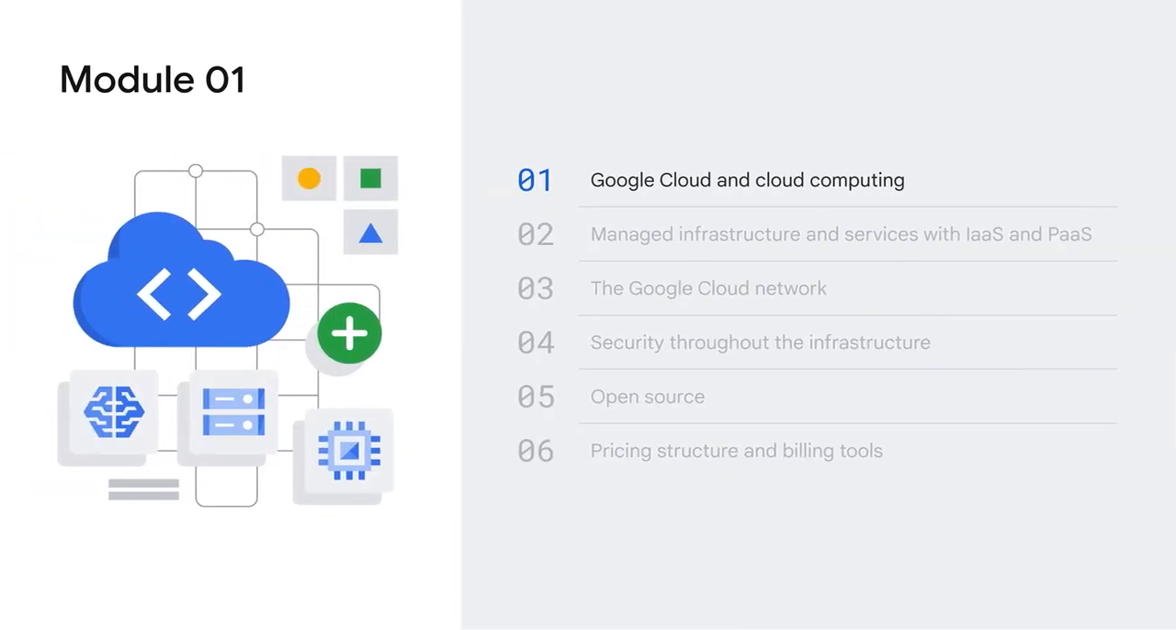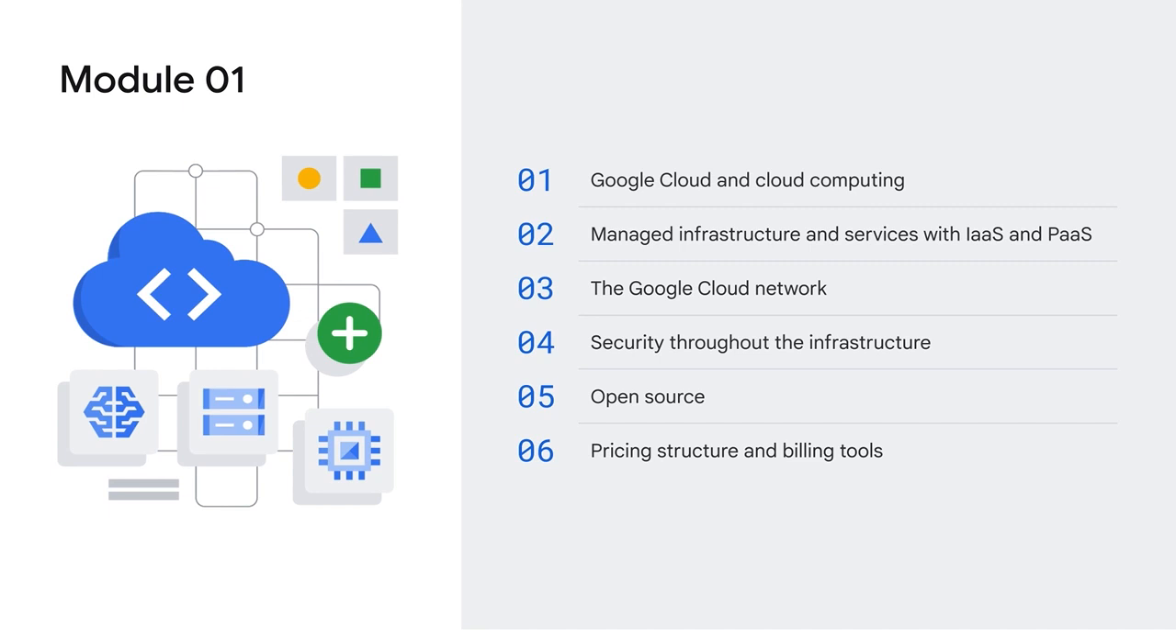In Module 1, you were introduced to Google Cloud and cloud computing. Specifically, you explored the concept of managed infrastructure and managed services through IaaS, Infrastructure as a Service, and PaaS, Platform as a Service, the Google Cloud Network, Google Cloud's focus on security throughout our infrastructure, how Google publishes key elements of technology using open source licenses, and Google Cloud's pricing structure and billing tools.